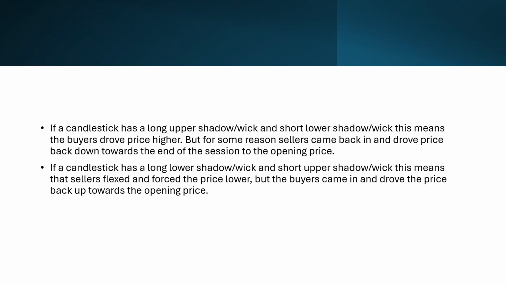If a candlestick has a longer upper wick and a short lower wick, this means the buyers drove price higher, but for some reason sellers came back in and drove price back down towards the end of the session to the opening price. If a candlestick has a long lower wick and a short upper wick, this means that sellers flexed and forced the price lower, but buyers came in and drove the price back up towards the opening price.